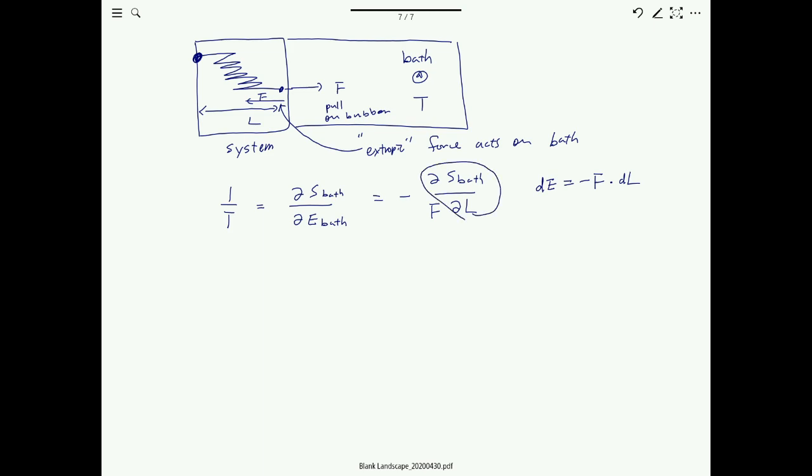The point is that this displacement multiplied by the force is related to the energy change, right? So this partial derivative with respect to E, I can connect to the partial derivative with respect to L.